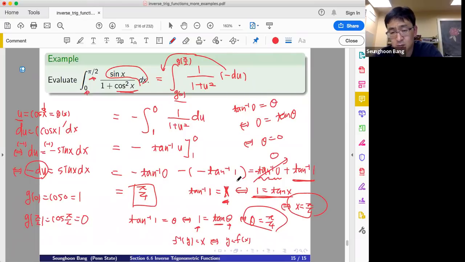Is that good? That's right. You can plug in 1 for theta to get pi over 4, right? You're right. Yes, so your question is right.